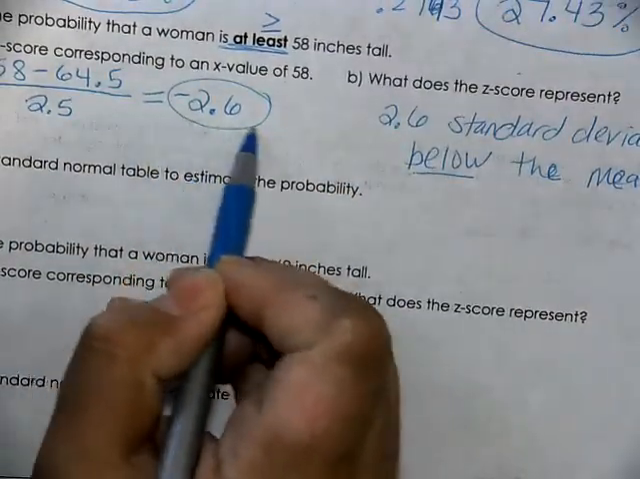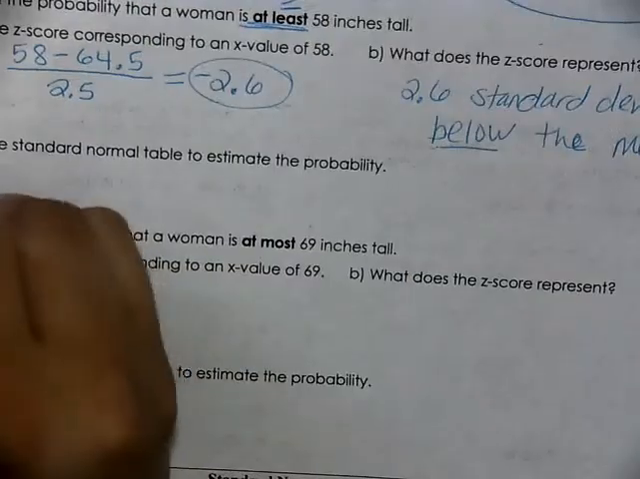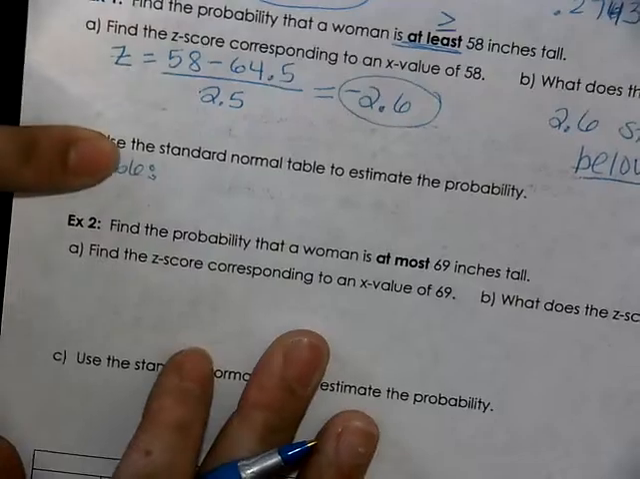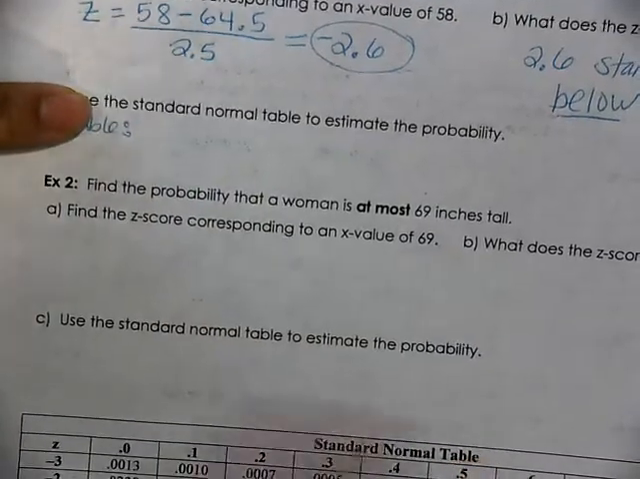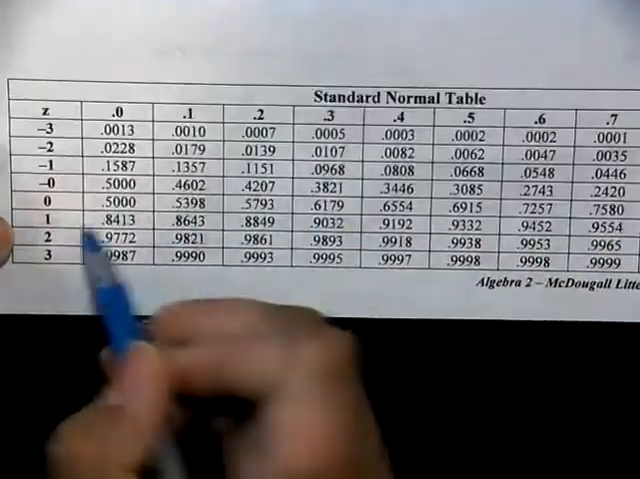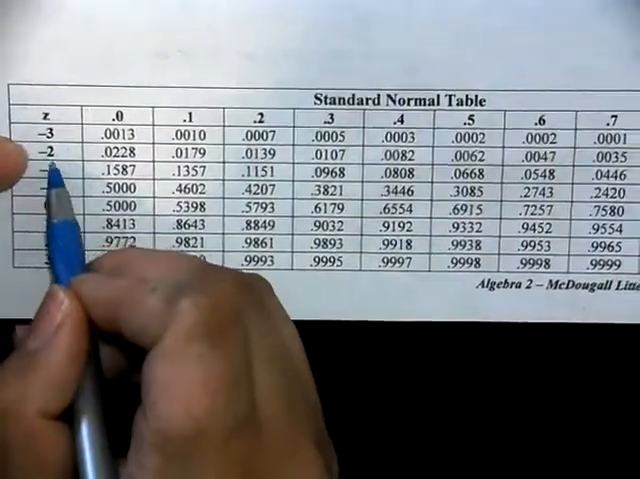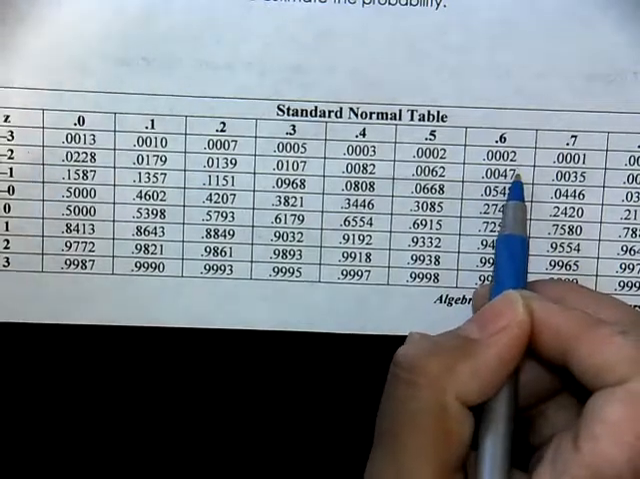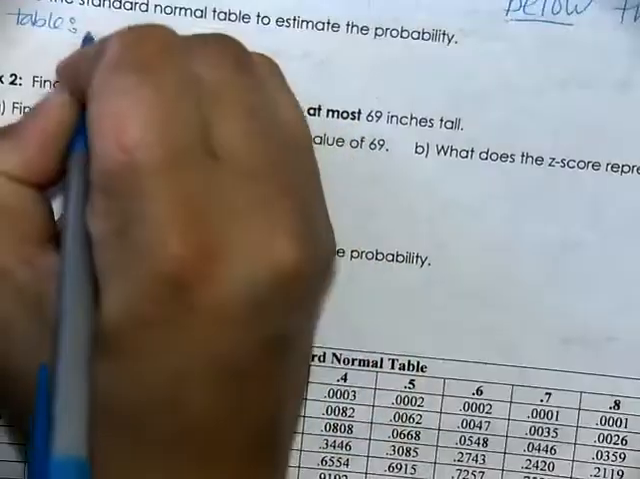So we're going to look for negative 2.6 in the table. I'll write down the answer that we get from our table. But then we'll come back and talk about how we're actually going to find that percentage. Okay, so negative 2.6 would be all the way across here. The 0.0047 is what we get from the table.